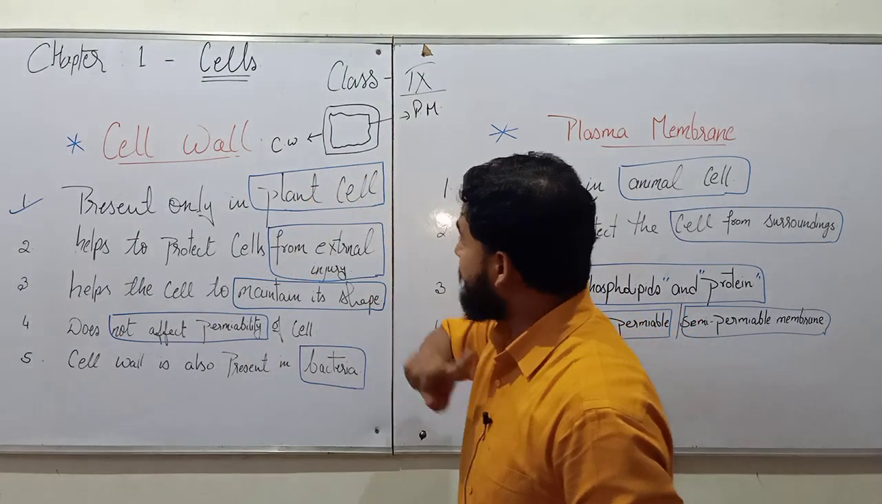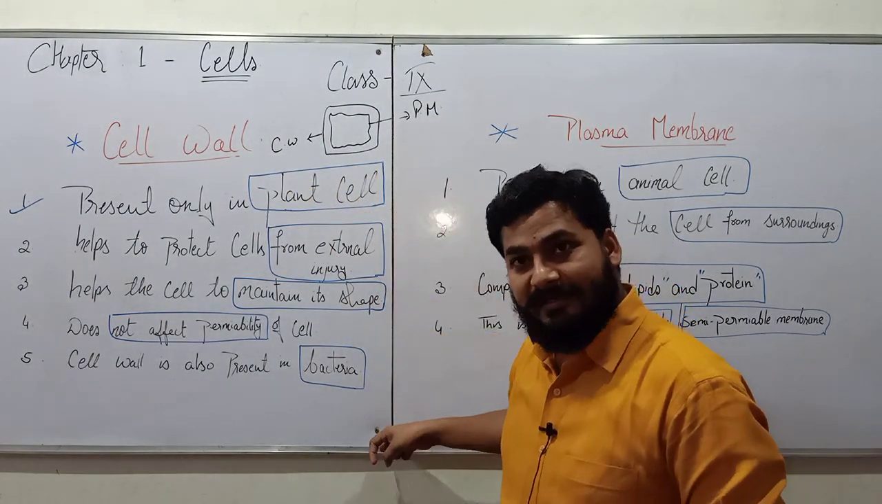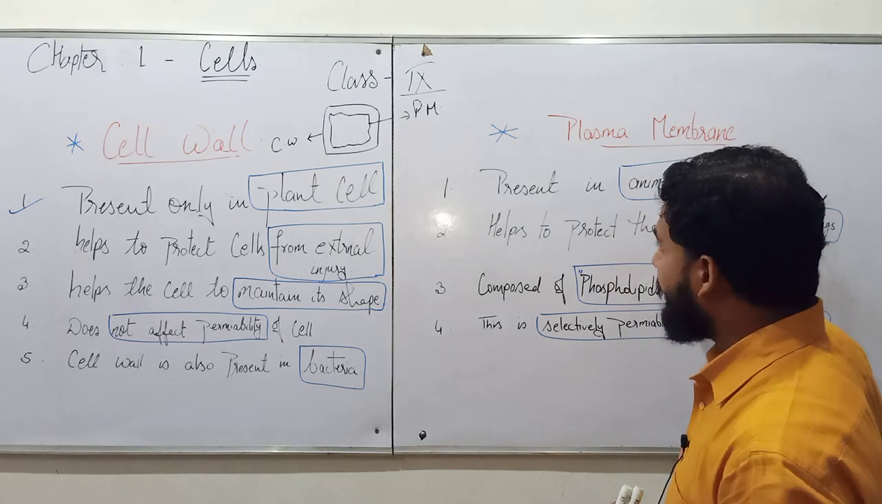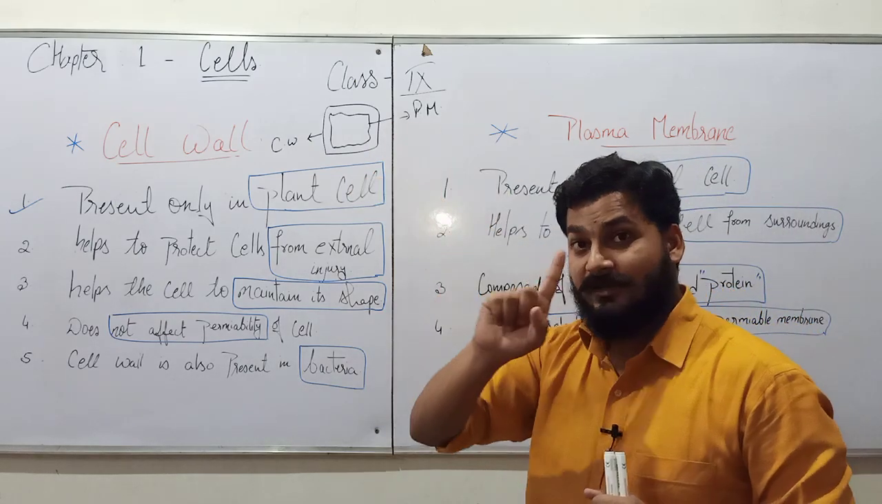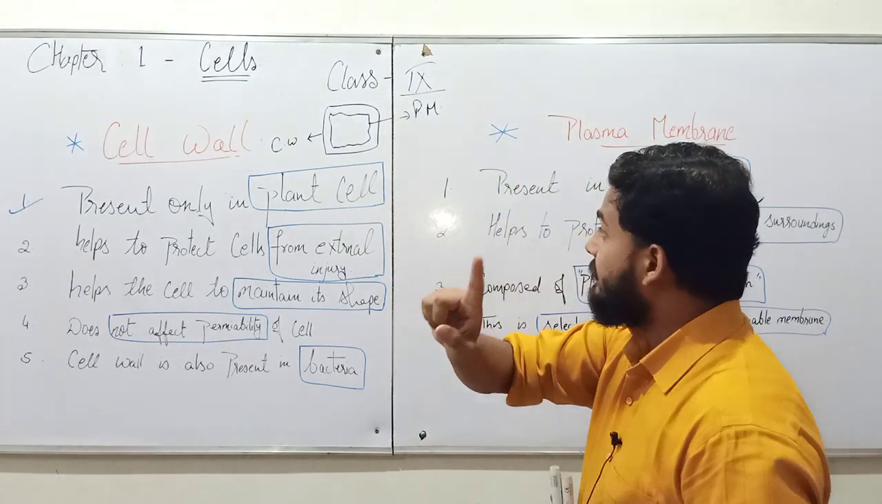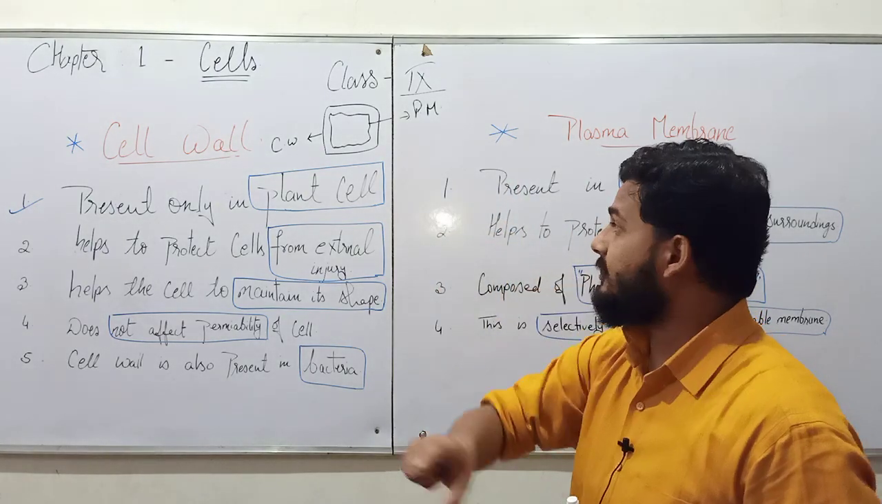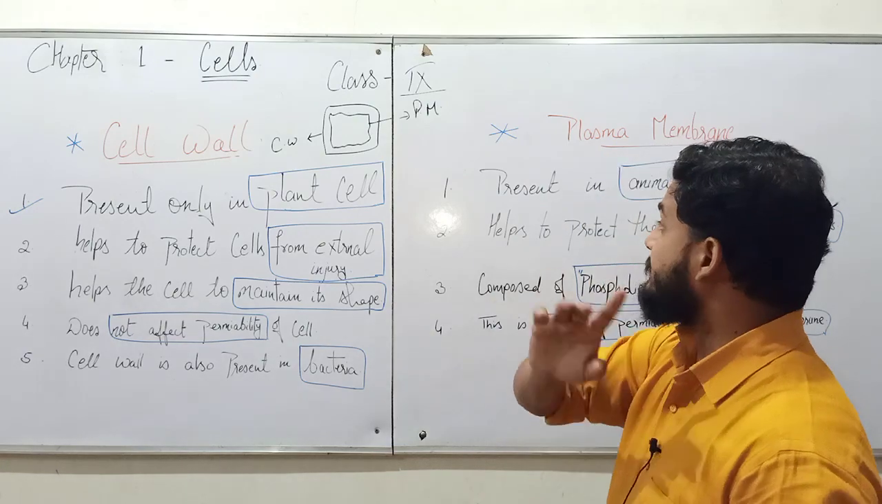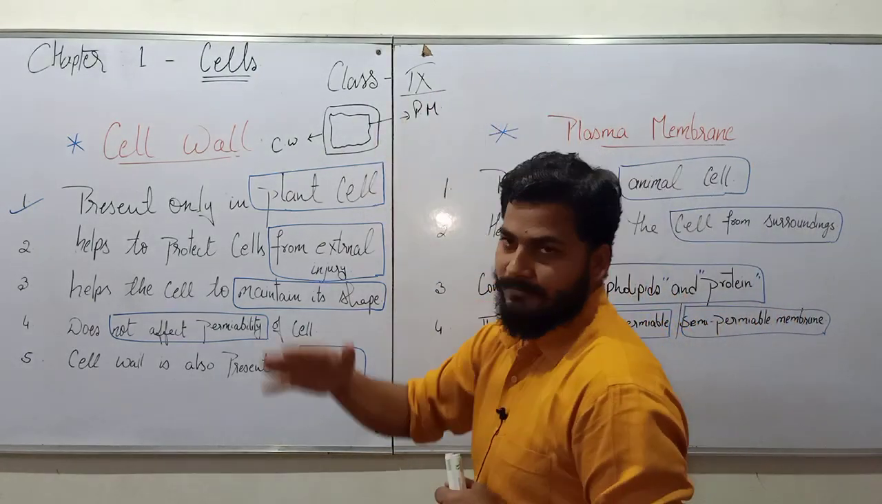This cell wall is present both in plant cell and bacterial cell, but plasma membrane is present in animal cell and plant cell. Don't get confused. This is the point of confusion about the plant cell and cell wall and the plasma membrane.